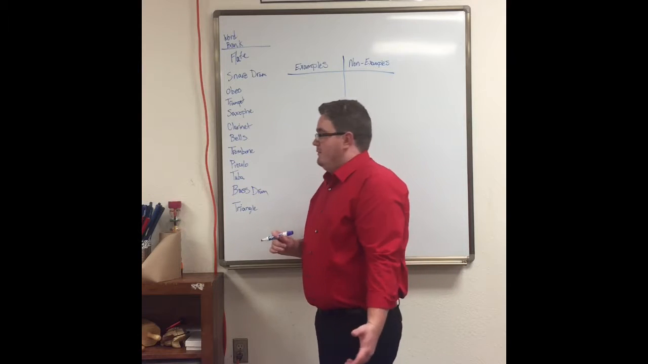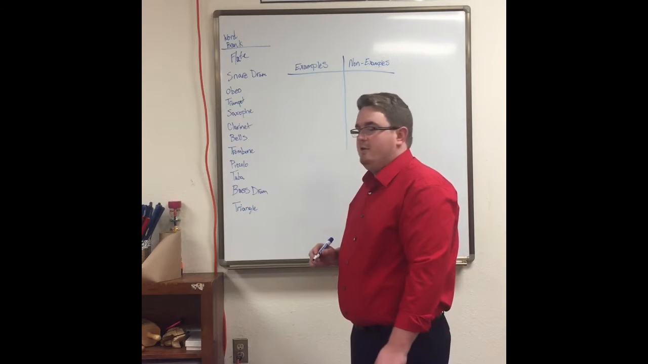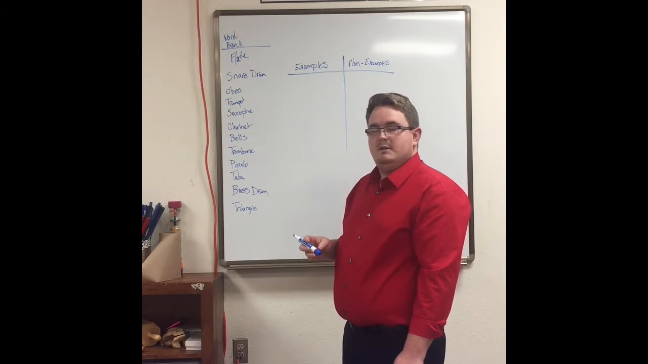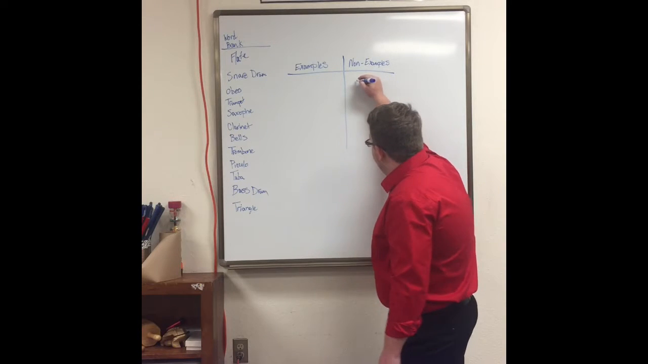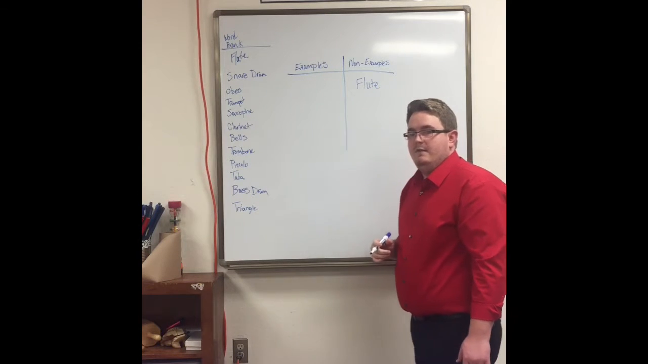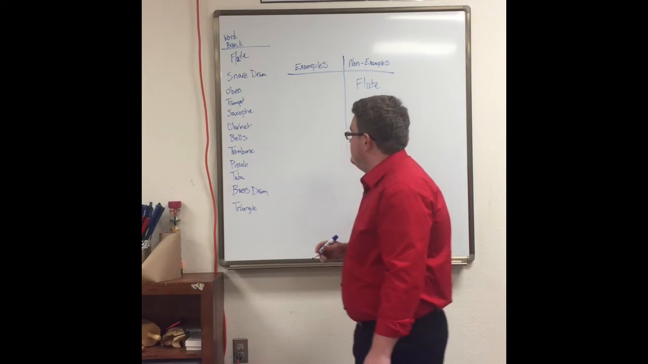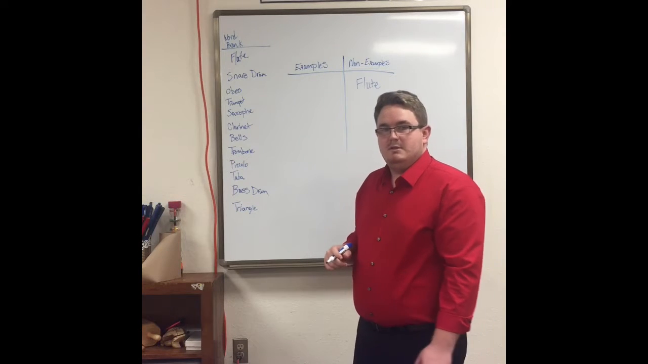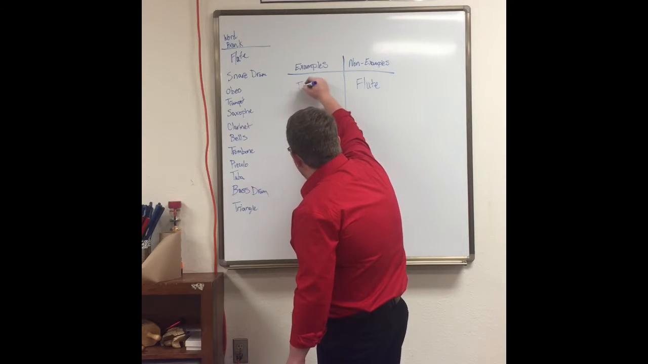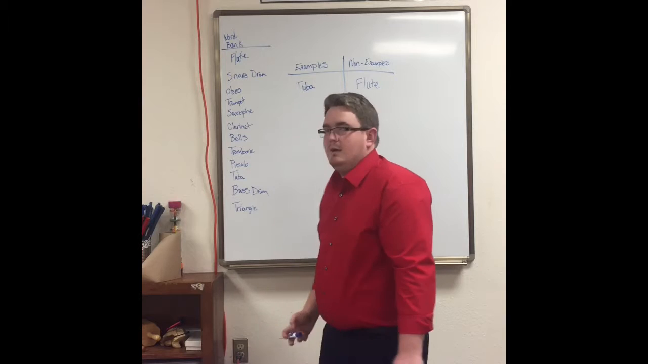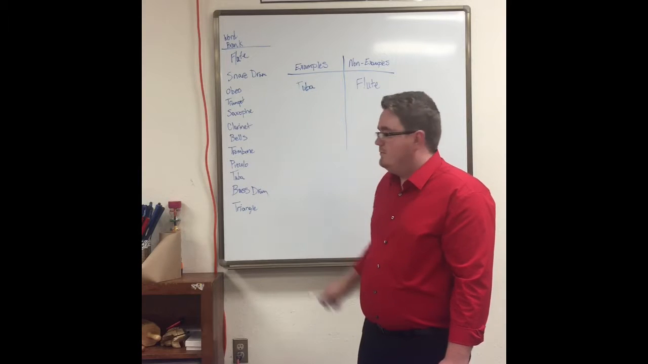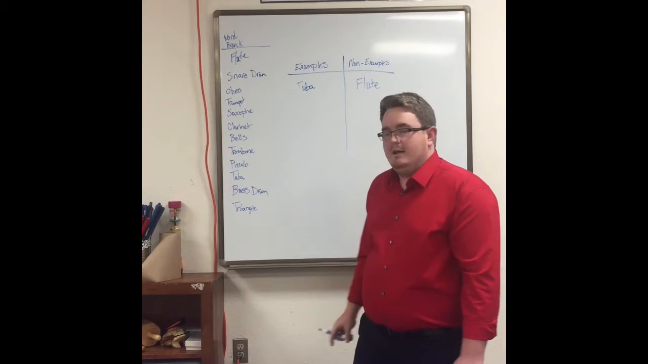So, for example, one of you might say that the flute is not an example of an instrument in the brass family, so we will simply write flute in the non-example. And then another student might say that the tuba is in the brass family, so that is an example of an instrument in the brass family, so we'll put it under example. And then we will just fill out the chart using all these instruments.